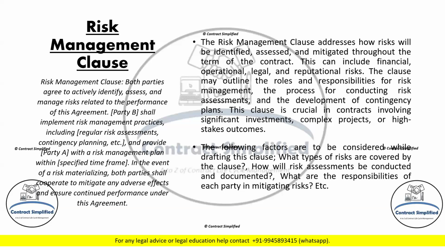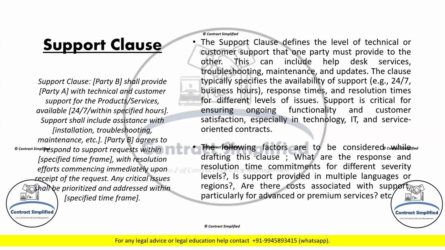The template reads as: both parties agree to actively identify, assess, and manage risk related to the performance of this agreement. Party B shall implement risk management practices, including regular risk assessment, contingency planning, etc., and provide Party A with a risk management plan within a specified time frame. In the event of a risk materializing, both parties shall cooperate to mitigate adverse effect and ensure continued performance under this agreement.